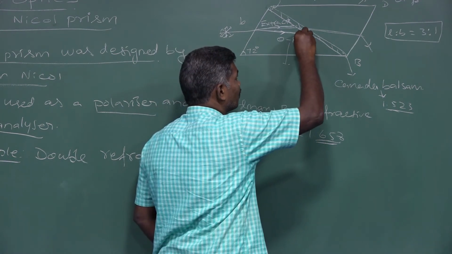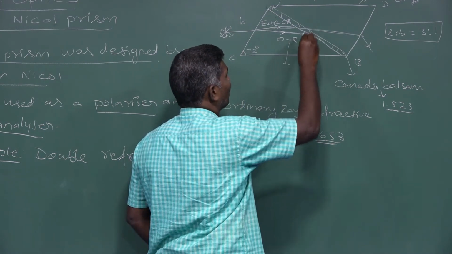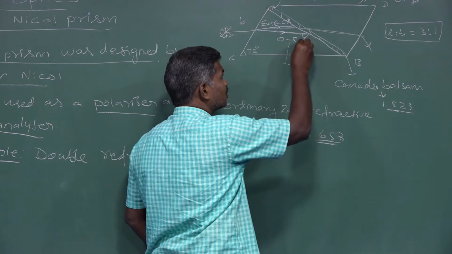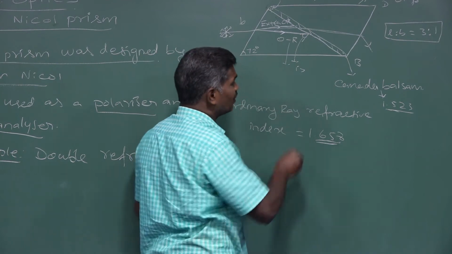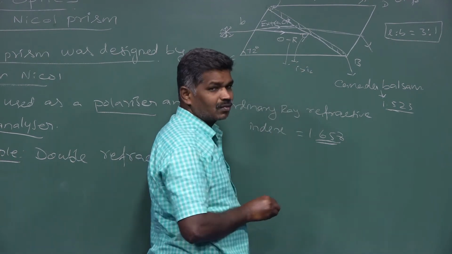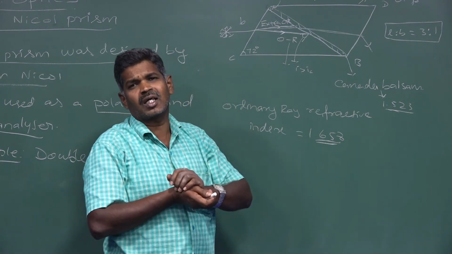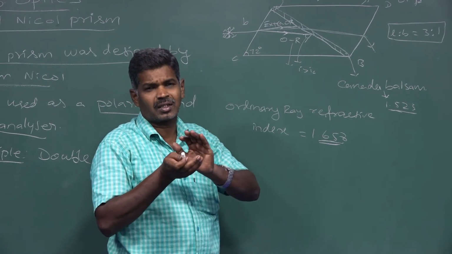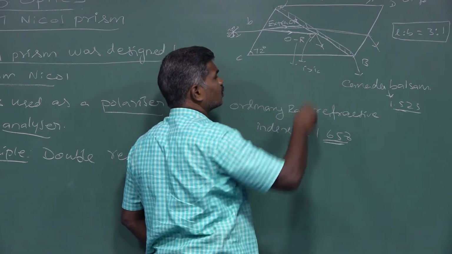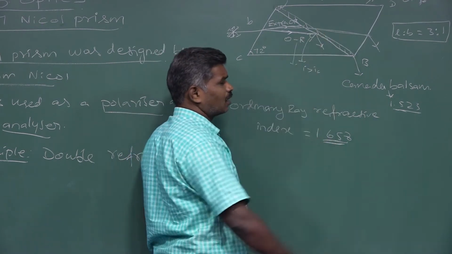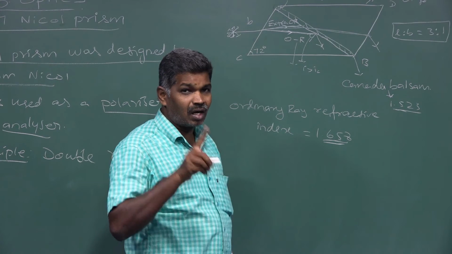At the interface of these two media, there we have an angle of incidence. That angle of incidence we consider equal to i, but that i value is greater than the critical angle, i suffix C. So what may happen? That ordinary ray does not pass through the Canada balsam. That will make it totally internally reflected in the crystal. But the extraordinary ray does not obey the laws of refraction.